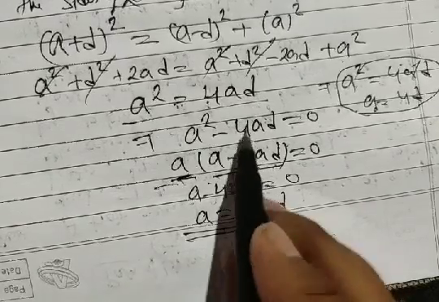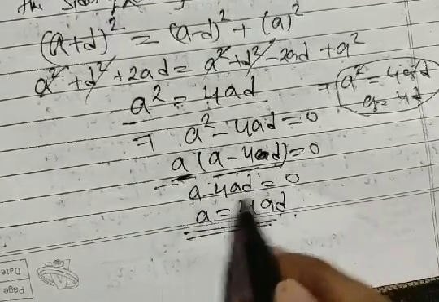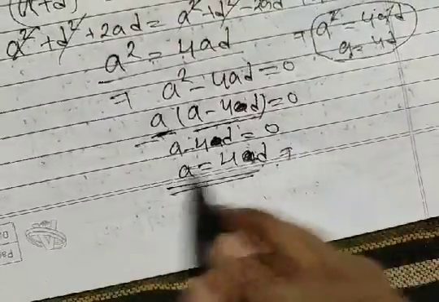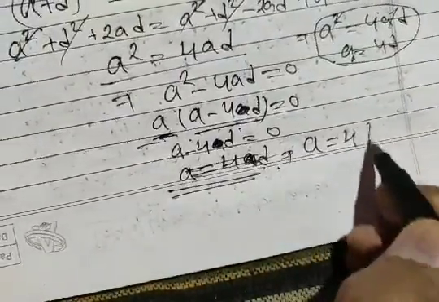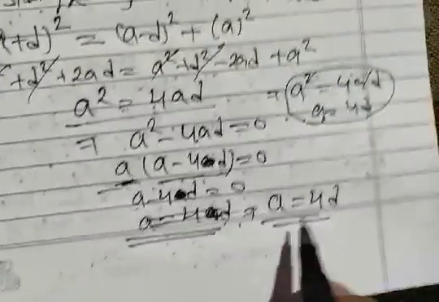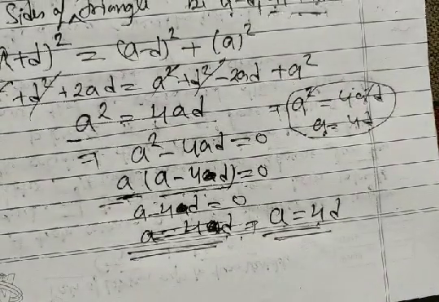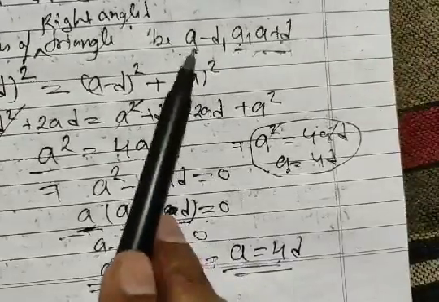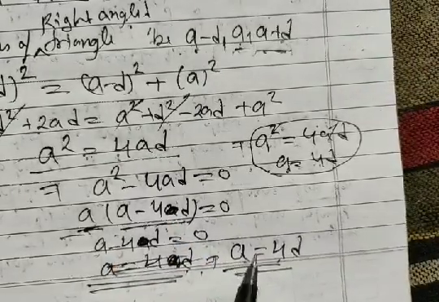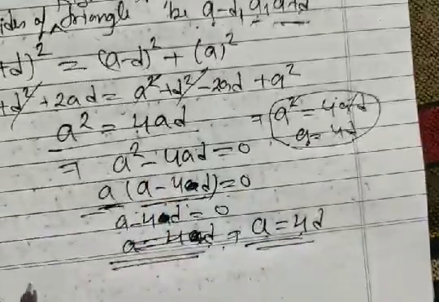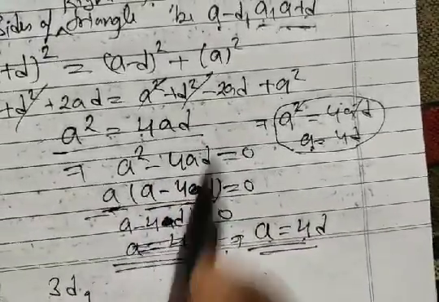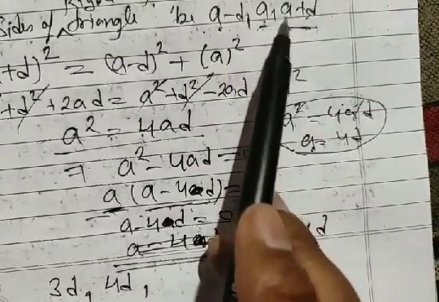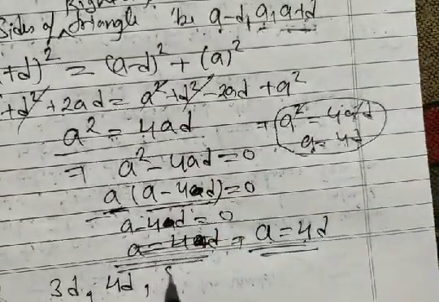Sorry, we have taken a common there, then a into a minus 4d, and clearly we have a is equal to 4d. Here we don't need to find the common difference. We just put a is equal to 4d, then 4d minus d. Our first side is 3d, a is 4d, and this is 4d plus d, which gives 5d.